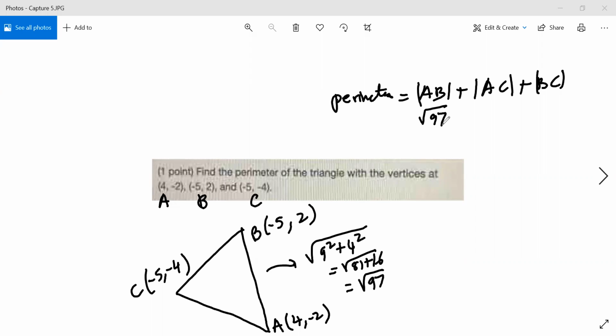Now let's compute distance AC. That should be fine. This right here is, again, 9, that's the square root of 81, and then the other one is 2, so that's 4. This is 85. So plus the square root of 85.